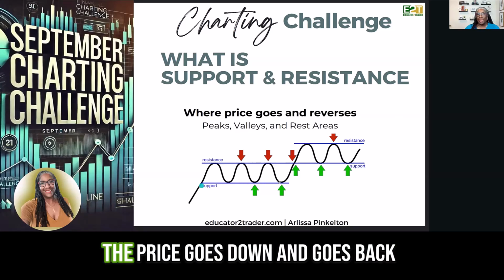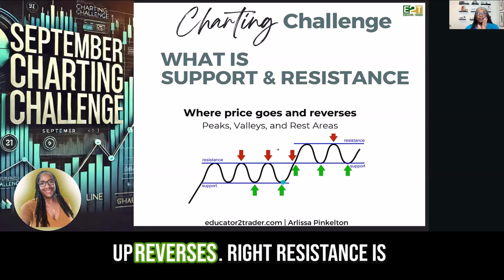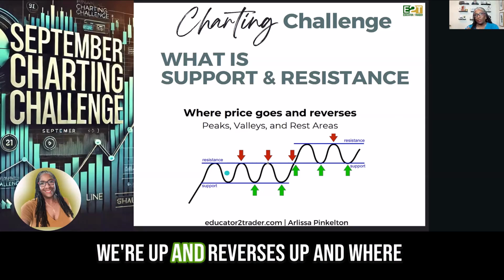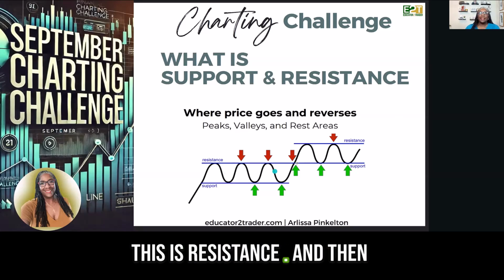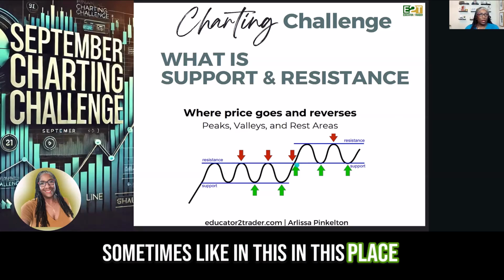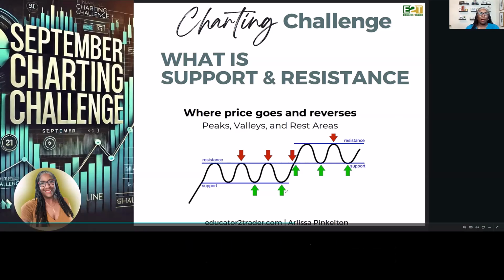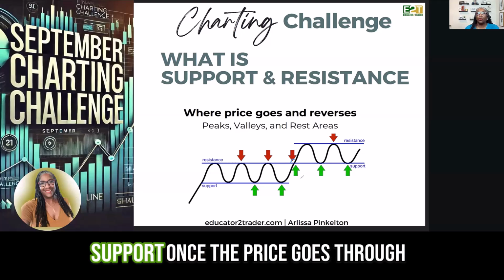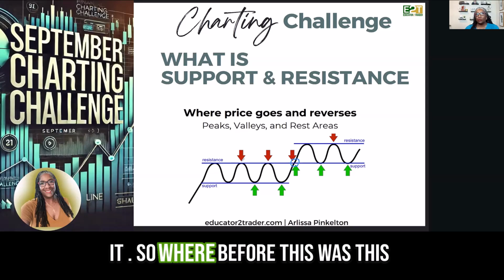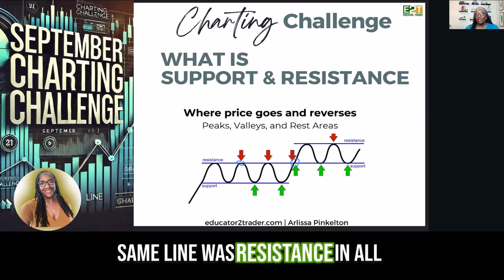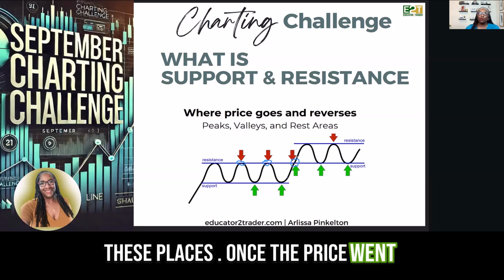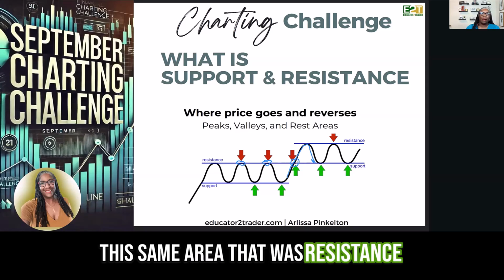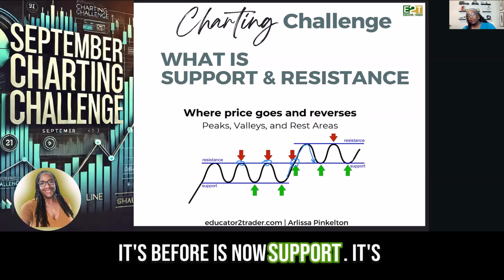Support is where the price goes down and goes back up, reverses. Resistance is where price goes up and reverses. Up and reverses, up and reverses. This is resistance. And then sometimes, like in this place right here, the support and the resistance can flip-flop. Support can become resistance. Resistance can become support once the price goes through it. So where before this same line was resistance in all these places, once the price went through it and came back down, then this same area that was resistance before is now support.